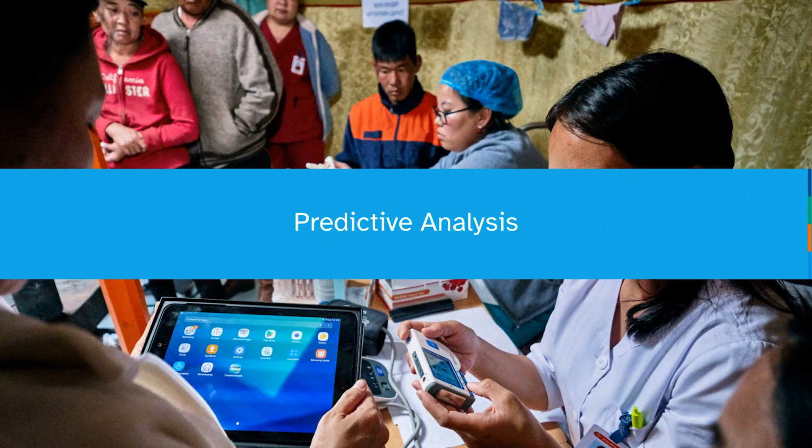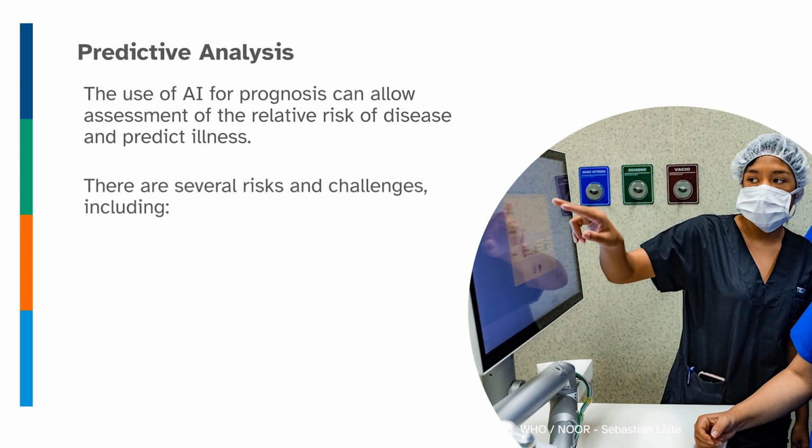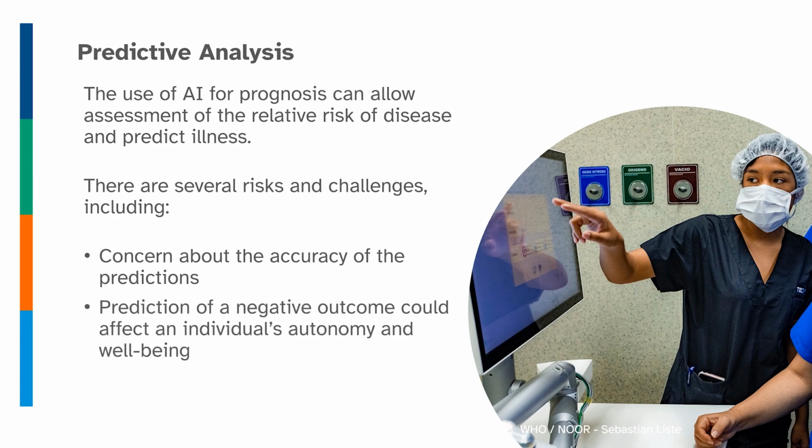Predictive analysis. The use of AI for prognosis can allow assessment of the relative risk of disease and predict illness. There are, however, several risks and challenges with the use of predictive analytics, including concern about the accuracy of the predictions. Prediction of a negative outcome could affect an individual's autonomy and well-being.